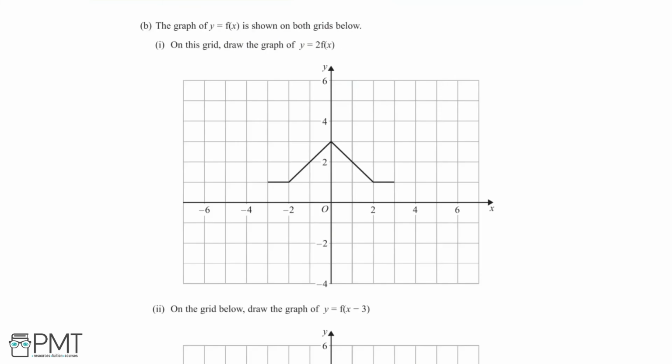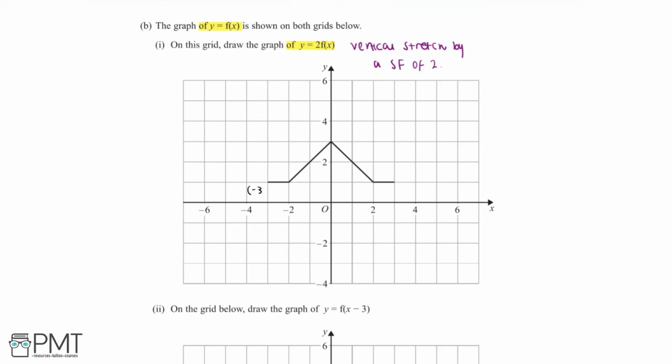Now in part B, we're given the graph of y equals f of x. And in part B(i), we need to draw the graph of y equals 2f(x). And so the graph of y equals 2f(x) is a vertical stretch by a scale factor of 2. So we're going to draw the graph of y equals 2f(x) in purple, so that we can see the difference between the original in black. So let's start by labelling the points.